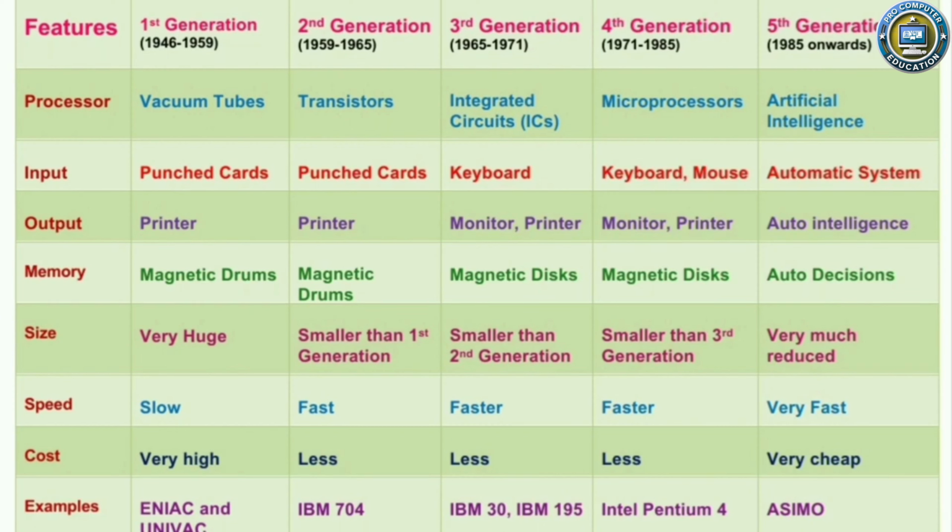Next, about examples: in first generation, examples are ENIAC and UNIVAC; in second generation, IBM 704; in third generation, IBM 30, IBM 195; in fourth generation, Intel Pentium 4; in fifth generation, ASIMO.